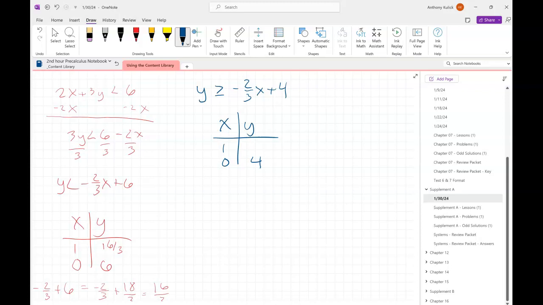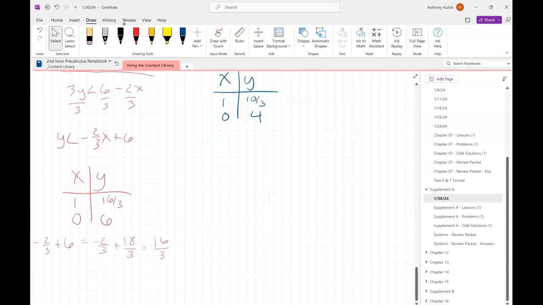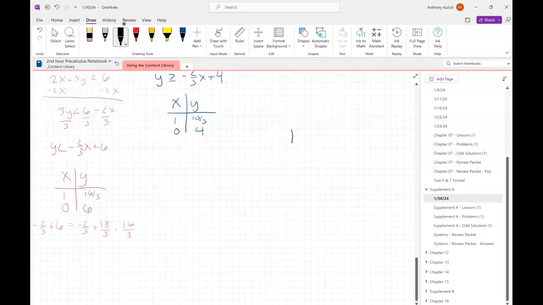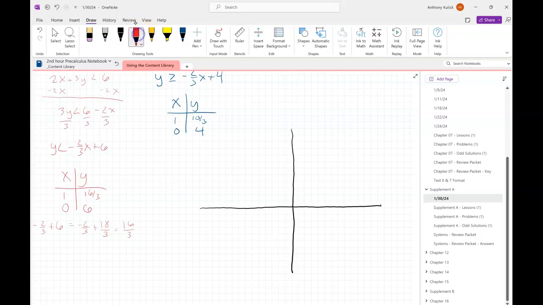10 over 3. Okay, that seems reasonable. Now what do we do? Okay. I feel like since you're solving, she could do it yourself. Okay. So which one are we plotting first? The red one or the blue one? The blue one first. Okay.